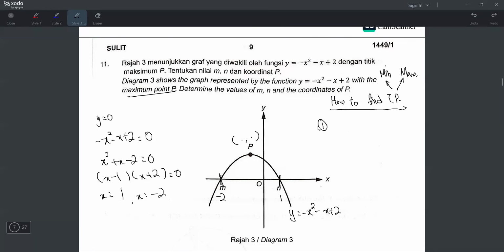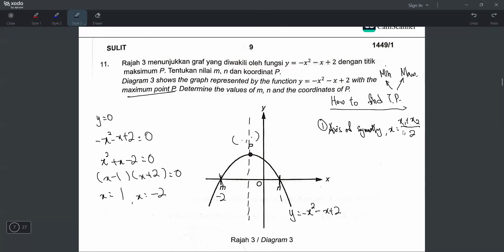So let's talk about method number 1. Method number 1 is you find the axis of symmetry first. Why? Because the axis of symmetry will be the x coordinate of the turning point, right? And how to find the axis of symmetry? You take the roots, add them together, and divide by 2. So x equals x1 plus x2 divided by 2.